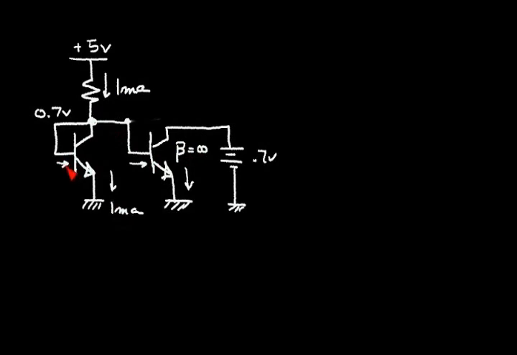And of course, that's not a valid assumption. We never have betas equal to infinity. But it turns out it really doesn't make too much difference in this circuit. So we'll just make that simplifying assumption. So since these transistors are identical, and since they have the same base to emitter voltage, they have the same emitter current. So the current flowing in the emitter of the transistor on the right will also be 1 milliamp.